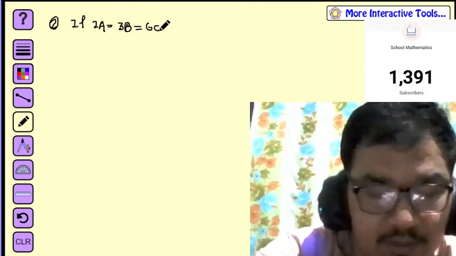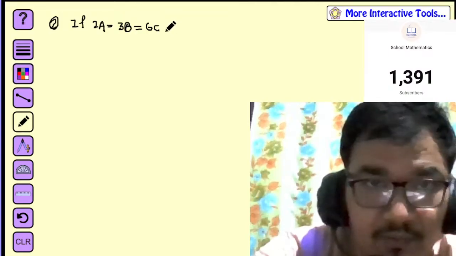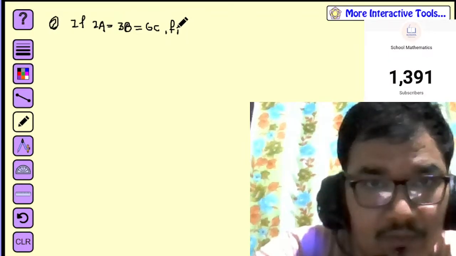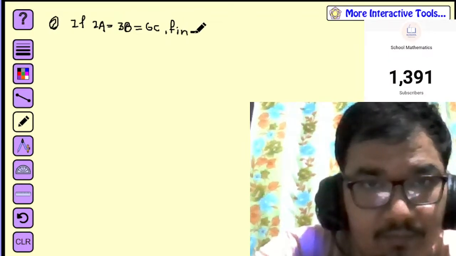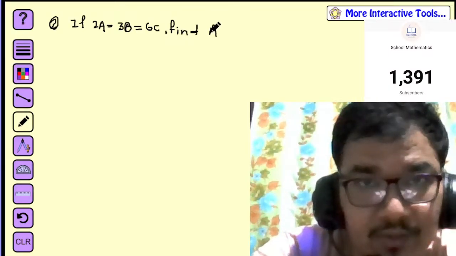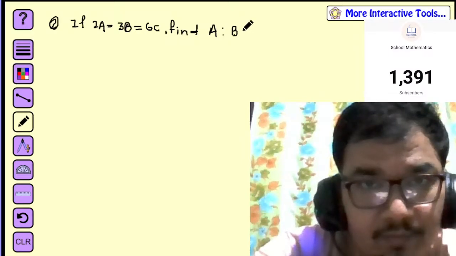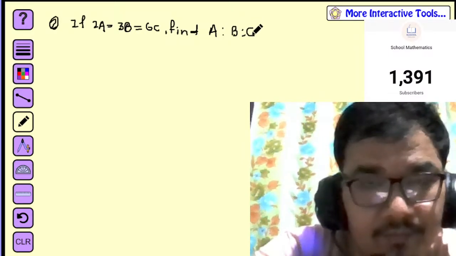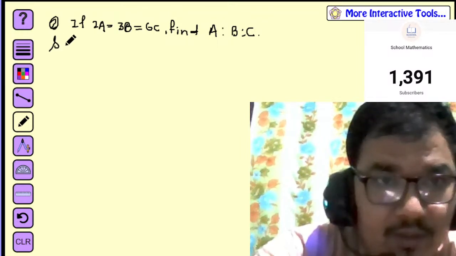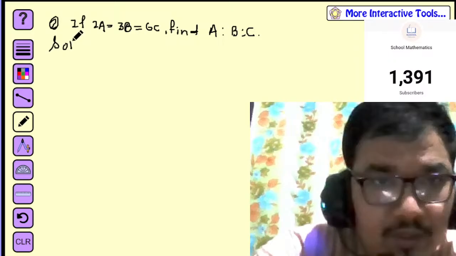Okay, these three conditions are equal, and we are asked to find a is to b is to c. A is to b is to c. In this condition, look here, I'm solving it here.